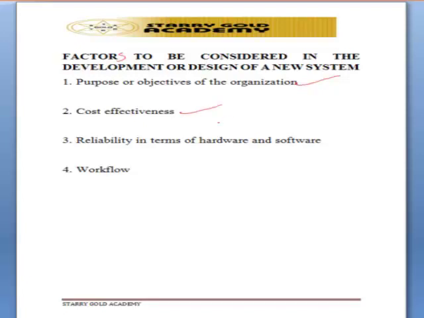Then the cost effectiveness. That is, the money we are going to spend on the development of a new system or upgrading a system must not outweigh the benefit, and that is what we call cost effectiveness. So in that case, we have to perform what we call cost benefit analysis. So from there, we'll be able to know whether the system we want to develop is cost effective or not.